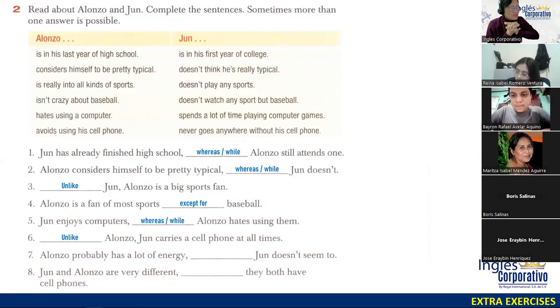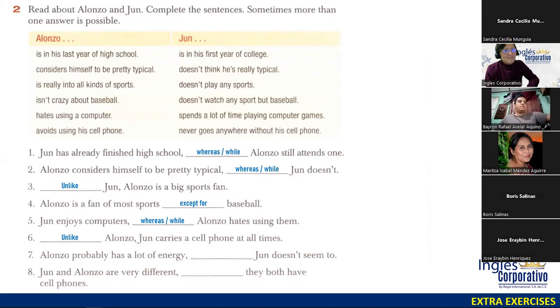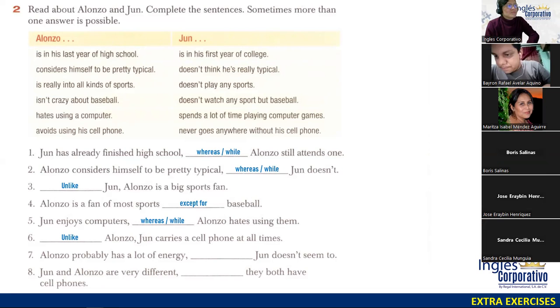Just two more. Solo dos más y I'll let you go. Number seven. You can do it. Sandra, please. Alonso probably has a lot of energy while June doesn't seem to. Very good, right? So in this case, again, same case, whereas or while John doesn't seem to, right? And number eight. Aquí solo hay una, okay?